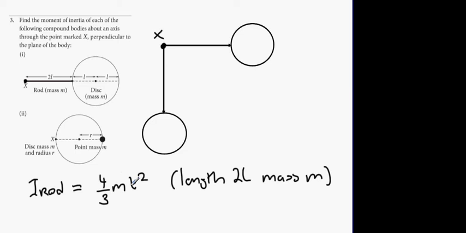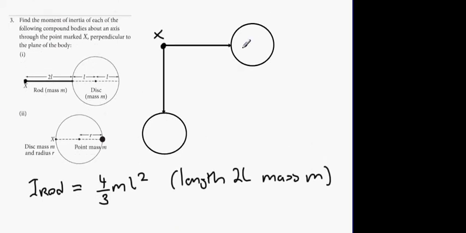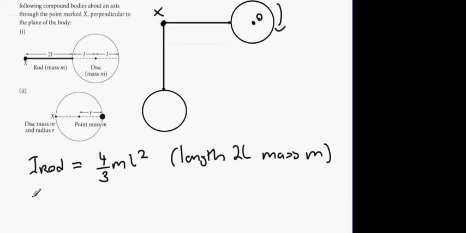If it was mass 4m, we'd have to replace m with 4m, and if it was length 4L, we'd have to replace all L's with 2L's accordingly. So that's the inertia of the rod. Now we're going to get the disc on its own. If you imagine the disc through its center, the moment of inertia is as if the disc was spinning around its own center. So I0 of the disc, the disc around its own axis, is a half mL squared. That's the formula we proved in the first exercise.